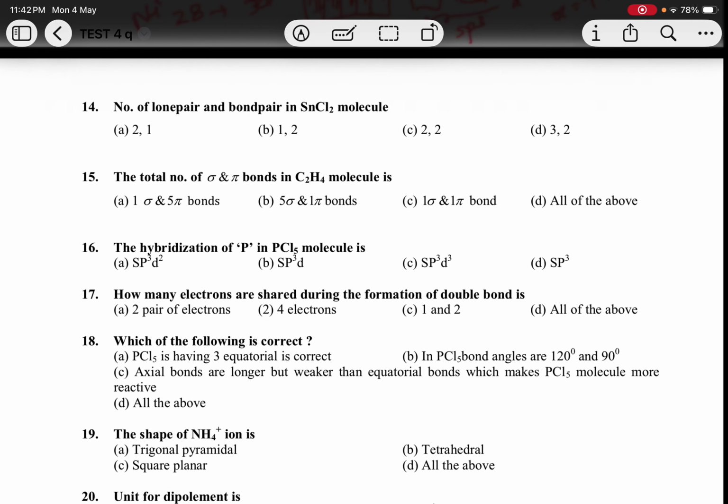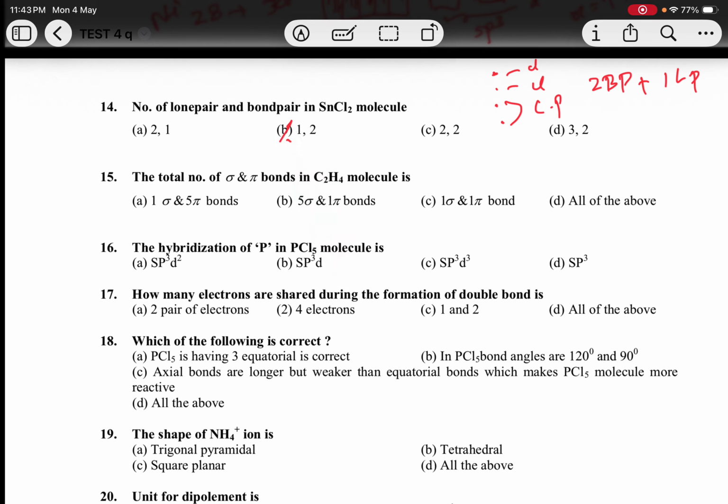Number of lone pairs and bond pairs in SnCl2 molecule. Tin belongs to the fourth group, that is carbon, silicon, germanium, tin, so it contains 4 valence electrons, 1, 2, 3, 4. 2 valence electrons form 2 sigma bonds with 2 chlorine atoms, so 1 lone pair of electrons is there. So 2 bond pairs plus 1 lone pair. The number of lone pairs is 1, bond pairs are 2. So option 2 is the correct one.